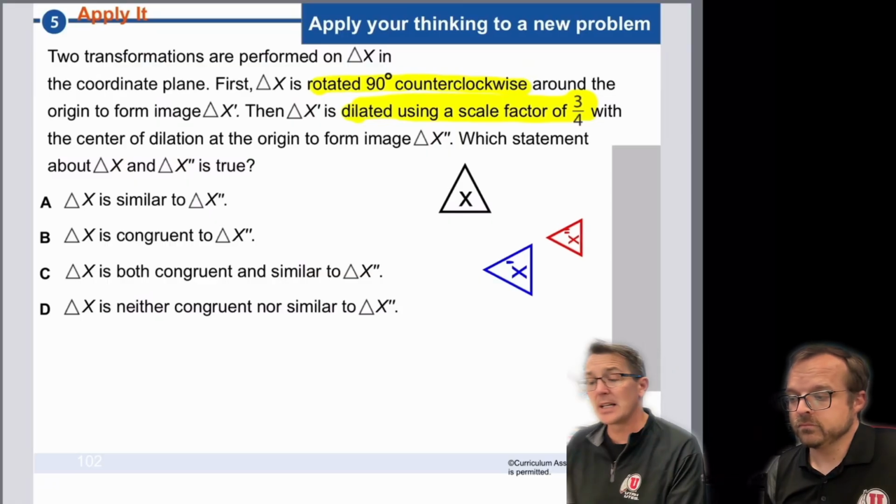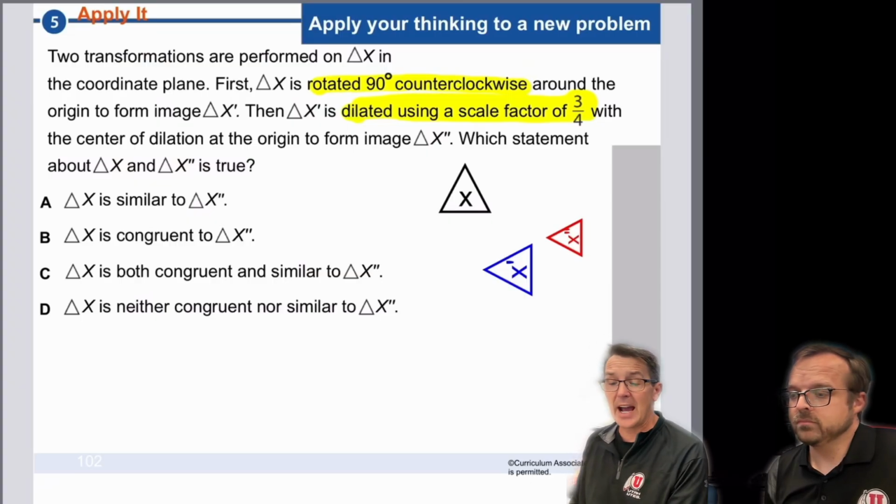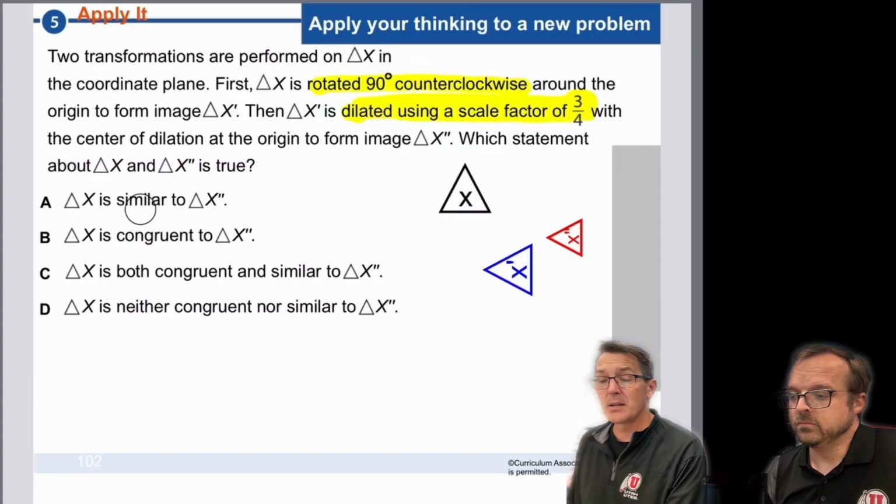So then it says, which statements about X and X prime is true? Is X similar to X prime? Is X similar to this? And the answer is yes. Why? Because this is congruent to this and this is similar to this, therefore this is similar to that. So I could say check, A is a go.